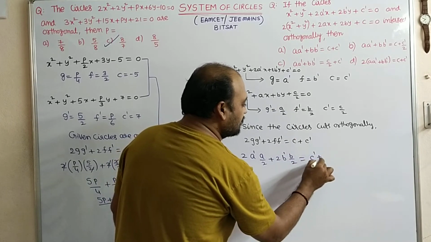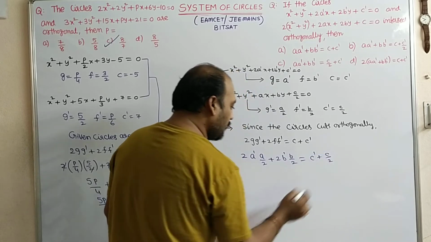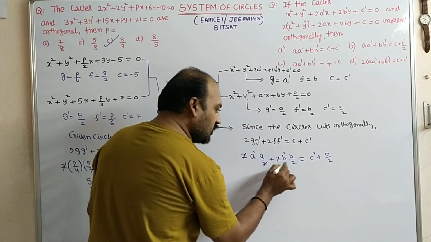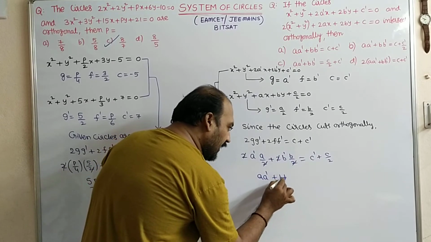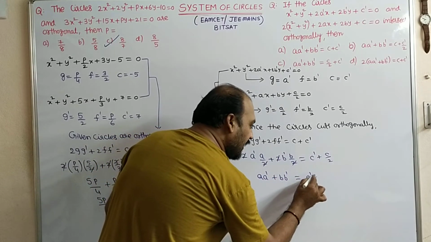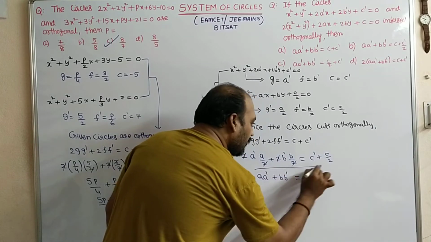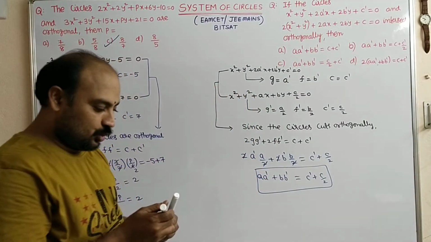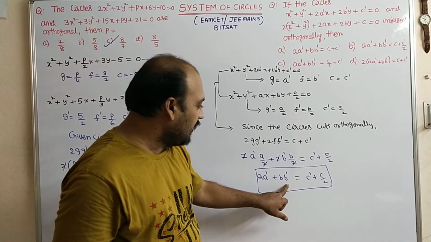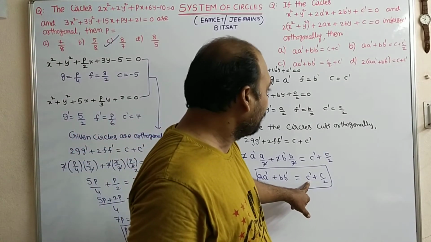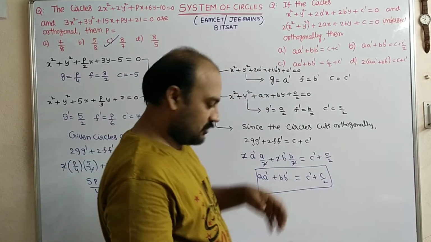C means c dash, plus c dash means c by 2. So here 2 gets cancelled, here 2 gets cancelled. A dash plus b dash is equal to c dash plus c by 2, which is the condition for the two circles to cut orthogonally. A dash plus b dash equal to c dash plus c by 2, which is there in the third option.